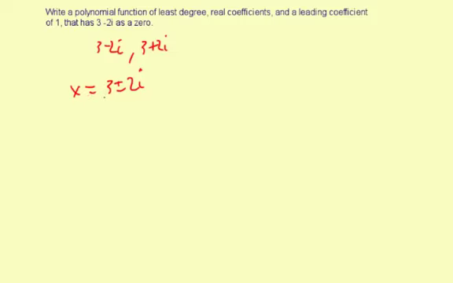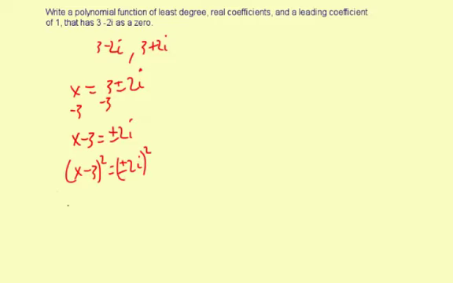So the first thing I'm going to do is subtract 3 from both sides. Then we get x minus 3 equals plus or minus 2i. Okay, now the next thing is I'm going to square both sides. (x minus 3) squared equals (plus or minus 2i) squared.